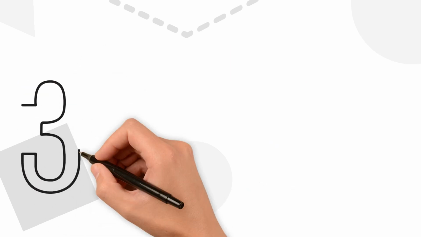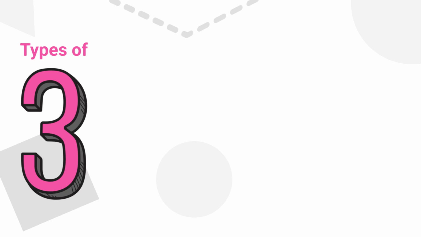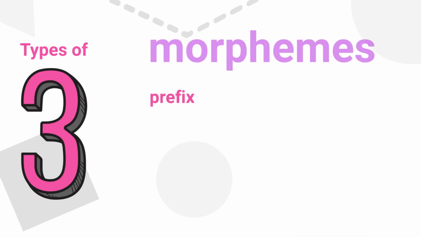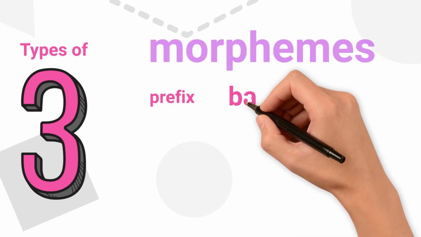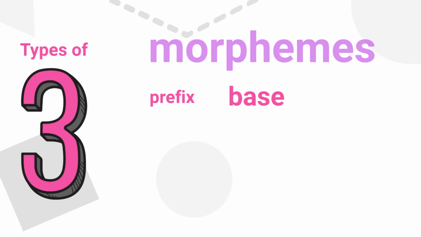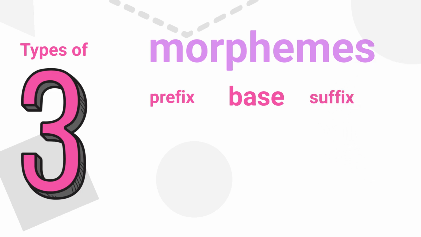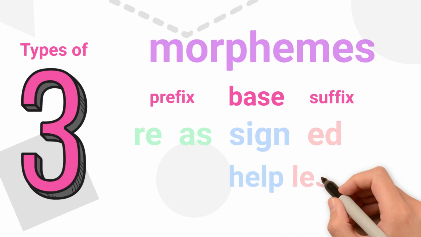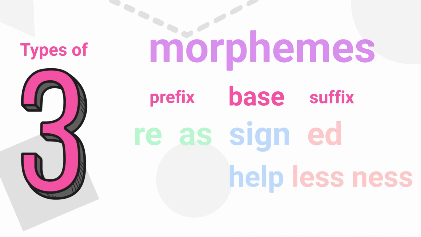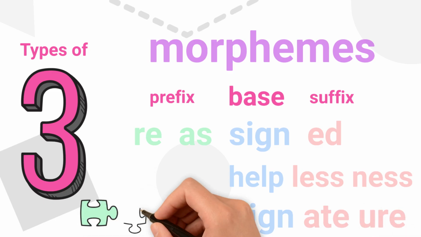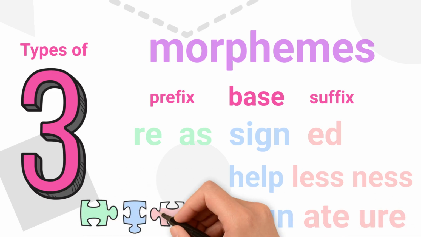Last lesson we learned there are three types of morphemes. Prefixes that are fixed before the base, bases that are the core kernel of meaning, and suffixes that are fixed after the base, and there can be more than one, like in reassigned, helplessness, and signature. These chunks get reused over and over again in thousands of different English words.